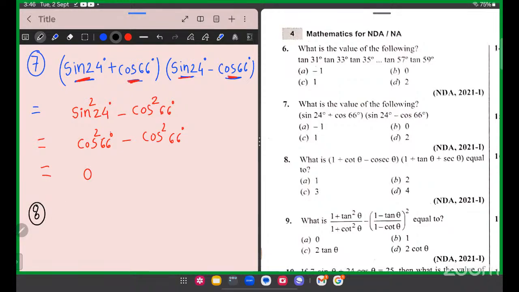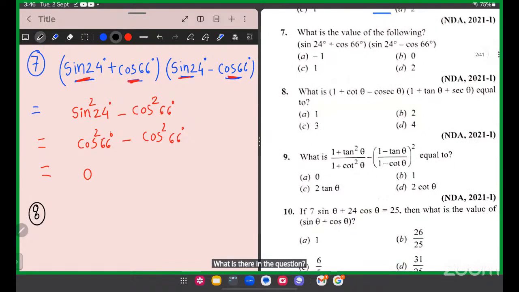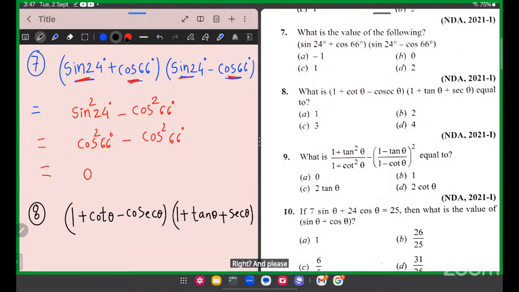What is there in the question? We have got 1 plus cot theta minus cosec theta into 1 plus tan theta plus sec theta, right? And please remember one thing.